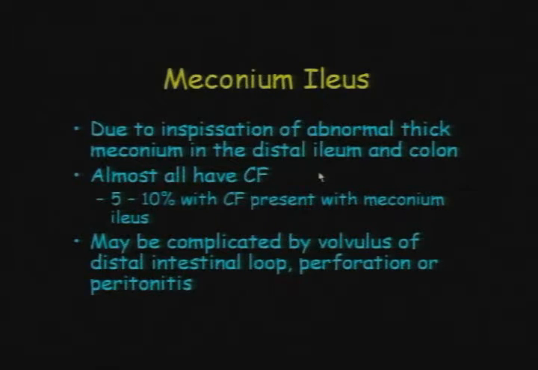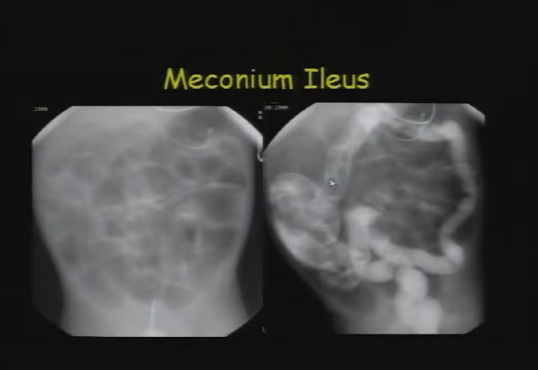Meconium ileus is highly associated with cystic fibrosis, and it's due to inspissation of the thick abnormal meconium in the ileum and right colon in kids with cystic fibrosis. There can be complications. That thick blob of meconium can be the lead point for an intussusception. It can twist on itself, or you can end up with perforation.